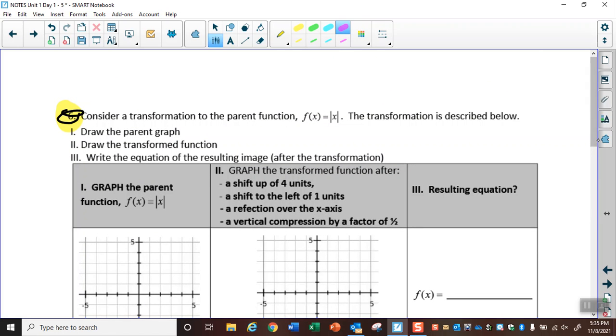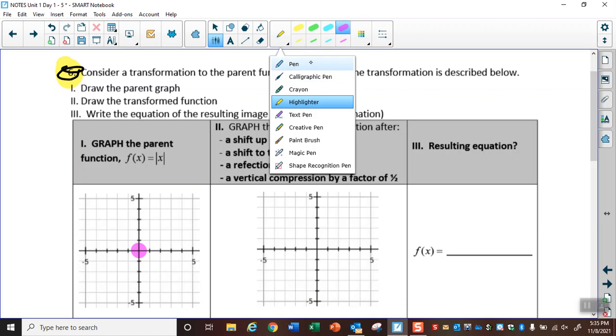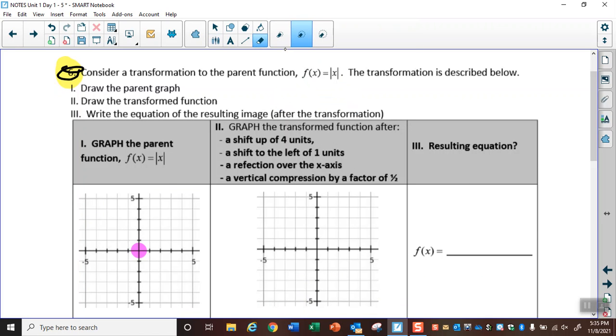All right, and then now again, this one you're just going to put into Desmos. Here's your parent function. So when x is 0, y is 0. When x is 1, y is 1. X is 2, y is 2. When x is negative 1, y is positive 1. When x is negative 2, y is positive 2, right? The absolute value makes everything positive.